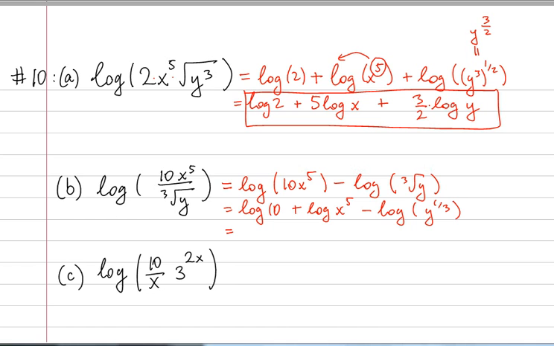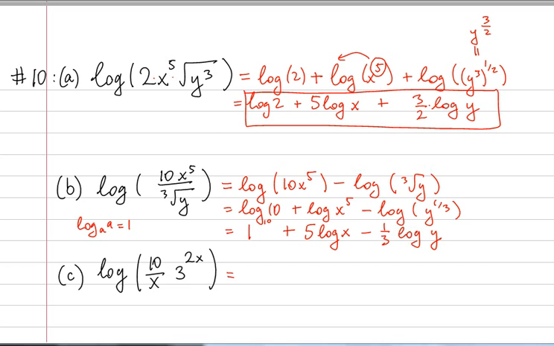So now log 10 is 1, because you have base 10. Log without any number in the base means log base 10. So log base a of a is always 1, because it's the exponent you raise a to get this thing that's inside the logarithm. So log base a of a is 1, and therefore this is 1, plus I take the exponent 5 and bring it outside the logarithm, so this is 5 times log x. And the same thing for the last term, which is 1/3 log y.